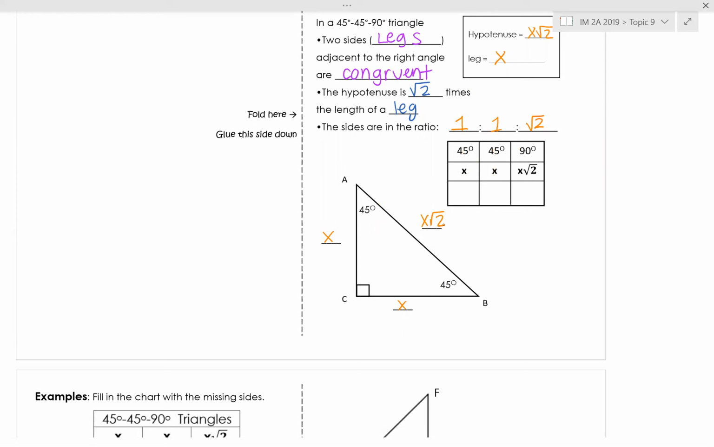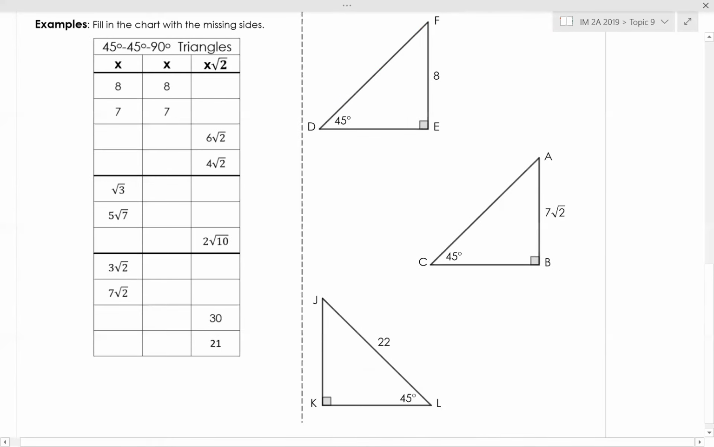So what we're going to do on the inside of this page is look at different combinations of sides on a special right triangle that is a 45, 45, 90 right triangle. So on the inside, we've got a big table where some of the pieces are already filled out, and then we're using it to fill in the rest. And then on the other side, we've got some triangles, so we're going to use that to identify some pieces by creating a table on our own.